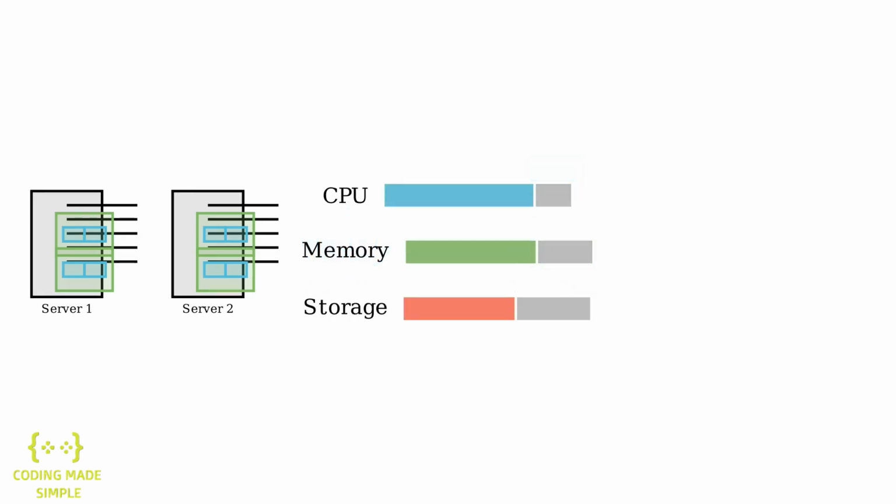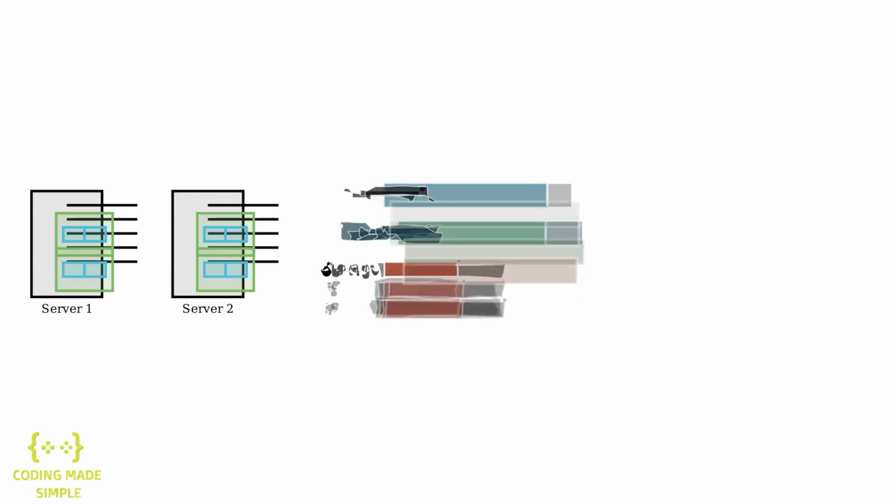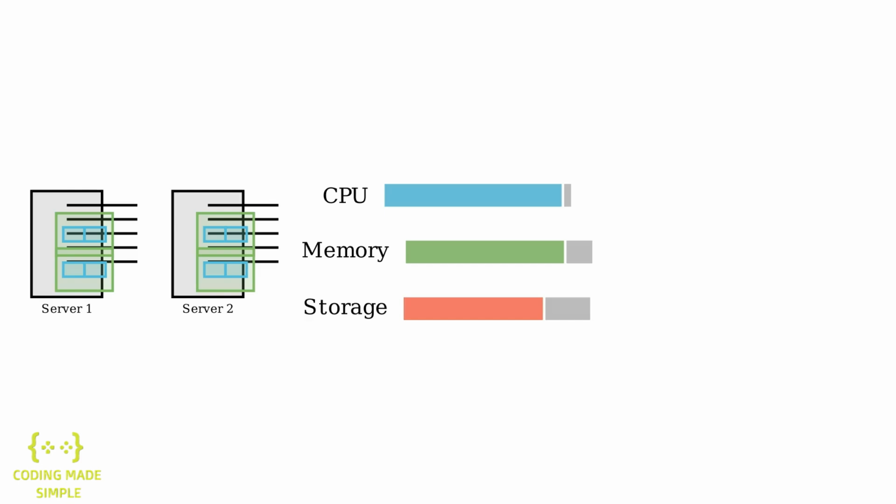By combining containers and VMs, organizations can optimize resource usage while maintaining security and isolation. This hybrid approach enables dynamic scaling and efficient resource allocation based on workload demands.